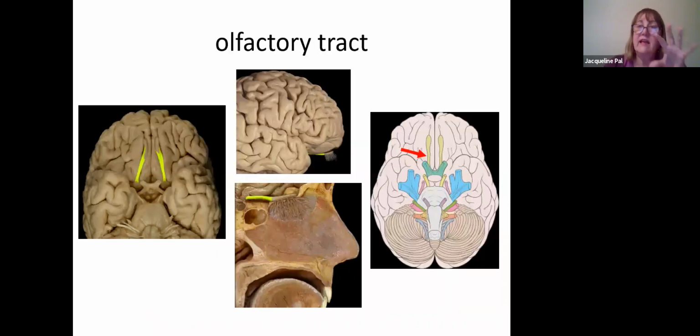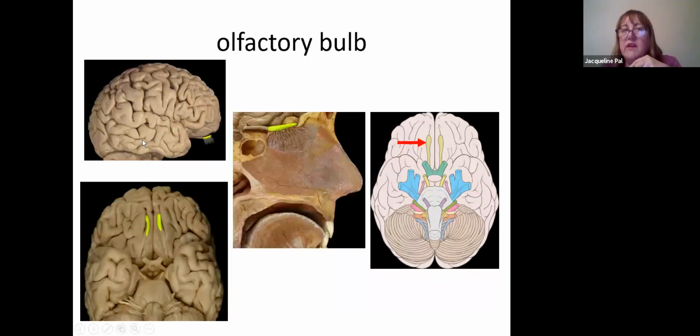And anteriorly, there's a couple structures we need to learn about before I start talking about the cranial nerve. And that is on the undersurface of the frontal lobe, there is a structure called the olfactory tract, which is a group of axons. And it leads to a larger swelling where there are going to be some cell bodies, and that is called the olfactory bulb. Now, the olfactory bulb sits right on top of the cribriform plate of the ethmoid bone, just on the two sides of the crista galli landmark in the mid-sagittal plane.